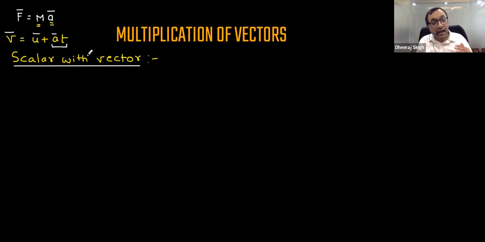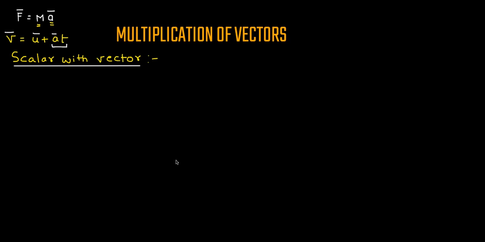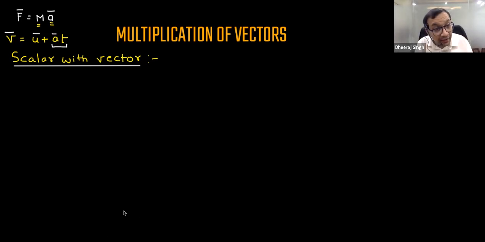Okay. Can you tell me, is it possible to add a scalar to a vector, or does that not mean anything? Correct. It does not mean anything. You can never, ever add a scalar with a vector. It doesn't mean anything.